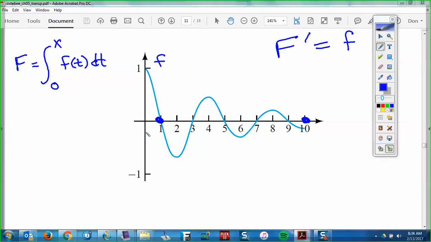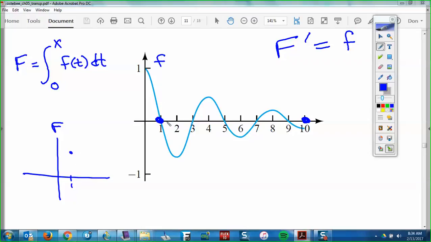So, when they want to know where big F has its minimum value, this is the area from 0 to x, right? So the area from 0 to 1, I think starting to draw a graph's not all bad. When x is 1, that would be the area from 0 to 1, so that would be this piece of area right here. There would be some positive area like that.